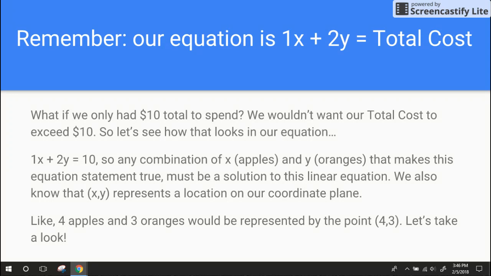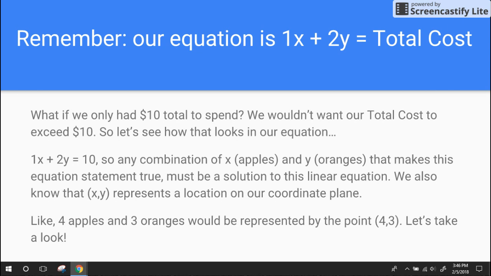Okay, so if we use this equation, for instance, to see if 4 apples and 3 oranges would work, what we do is substitute 4 in for x, 3 in for y, and we'd simplify. So we'd see that 4 plus 6 equals 10, right? 2 times 3 is 6. We'd see that that combination works. 4 apples, 3 oranges will reach a total of $10, and we'd be good. We could pay for that.